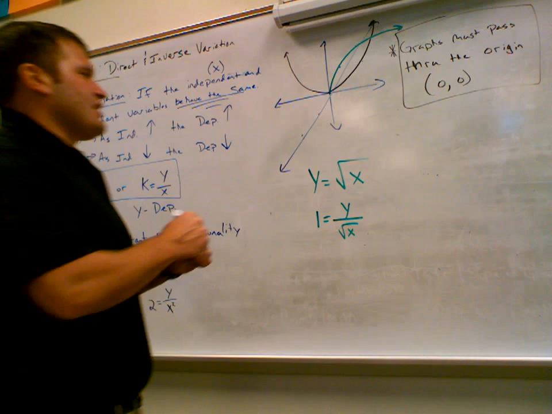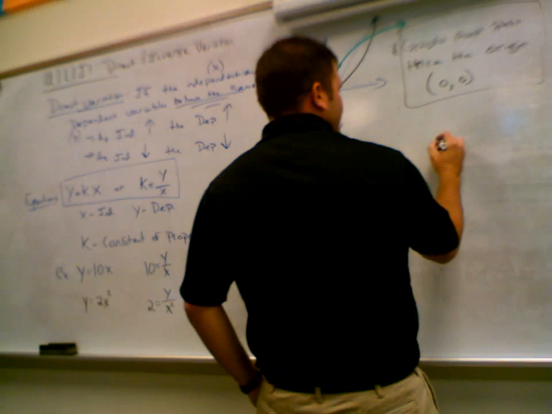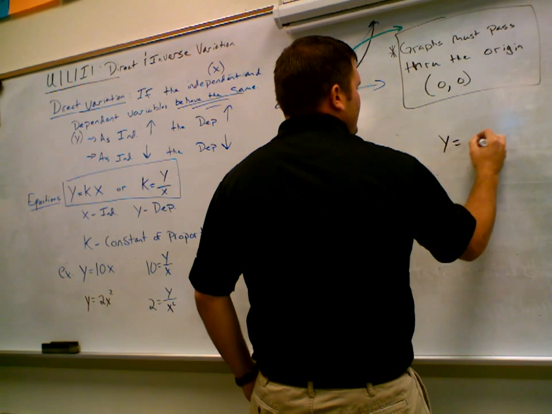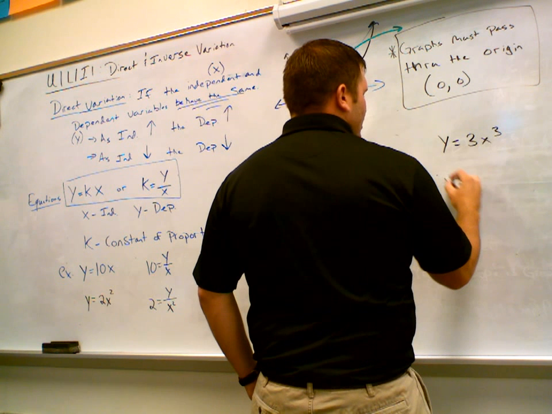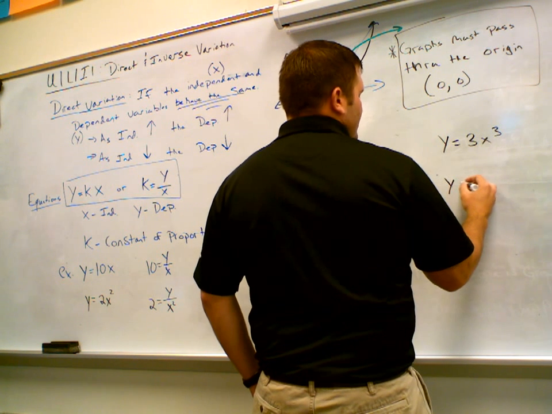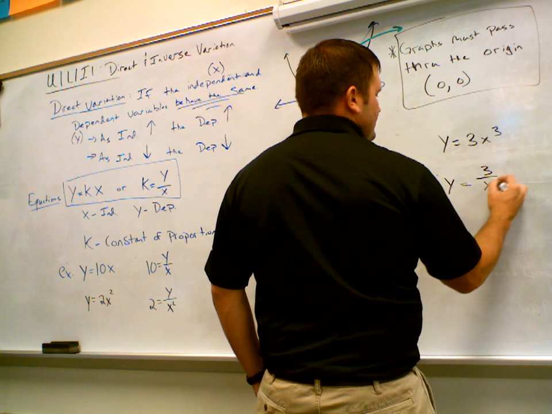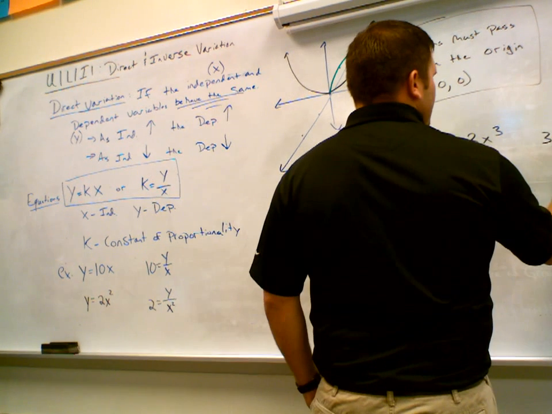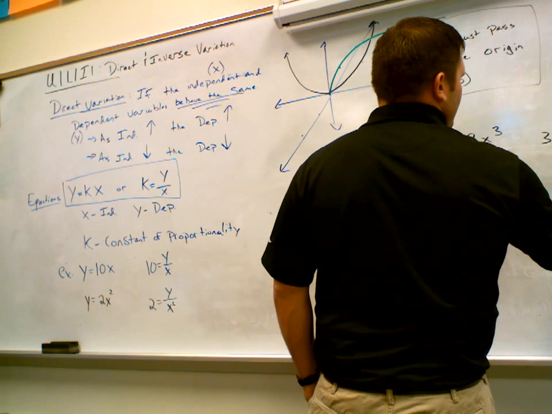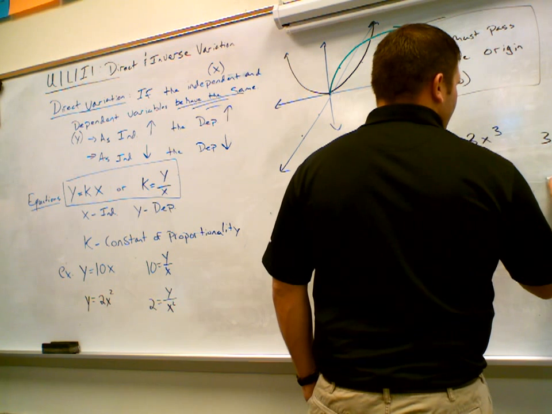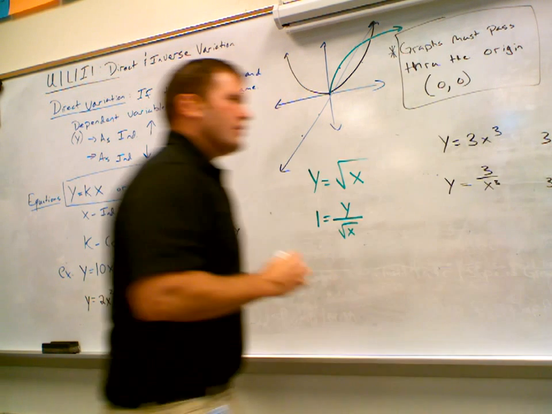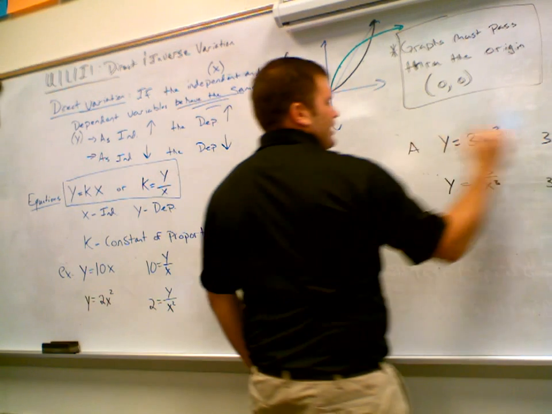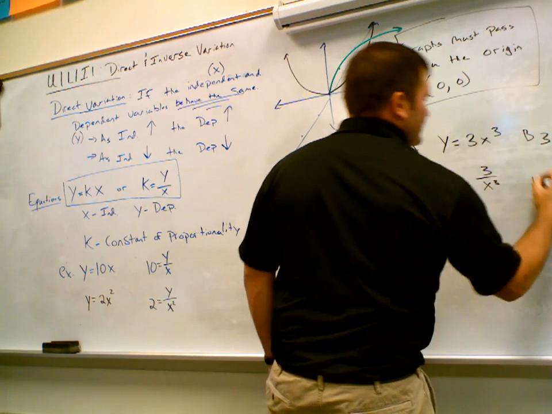I got two little questions for you. We'll do y equals 3x cubed. We'll do y equals 3 over x cubed. We'll do 3 equals y over x squared. And we'll do 3 equals y x squared. Okay? And we'll label these A, B, C, and D.